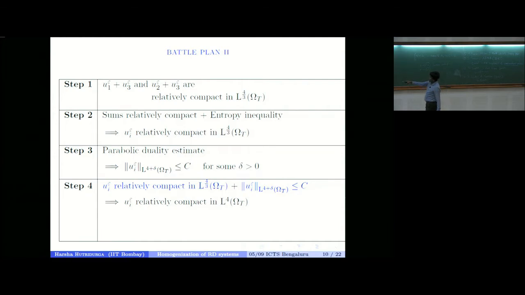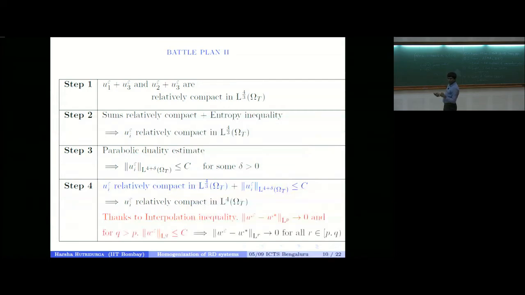Actually, for this particular problem, you need relative compactness in L^4. That's why you do the duality estimate to get 4 plus delta. It will become clear when we go along. I just wanted to list all the things we will do, and then we do each one of them step by step. Okay? And this is the interpolation thing.